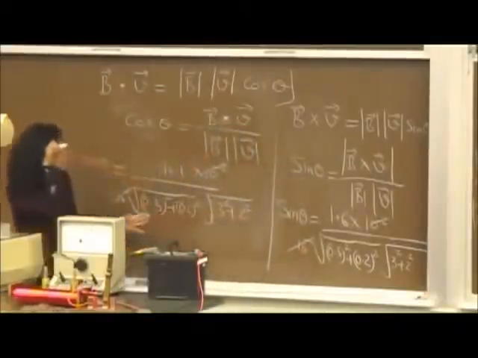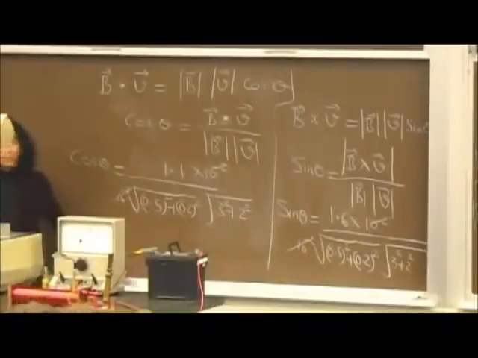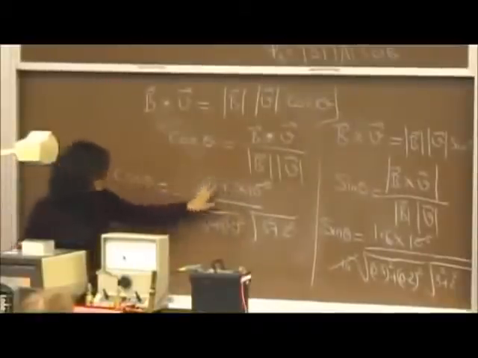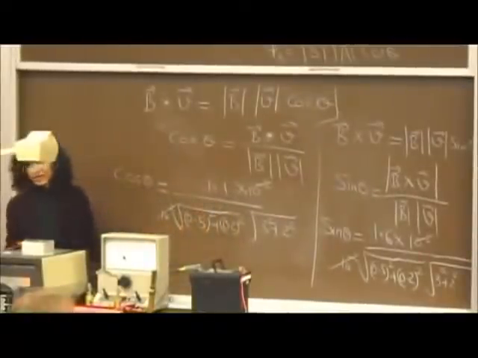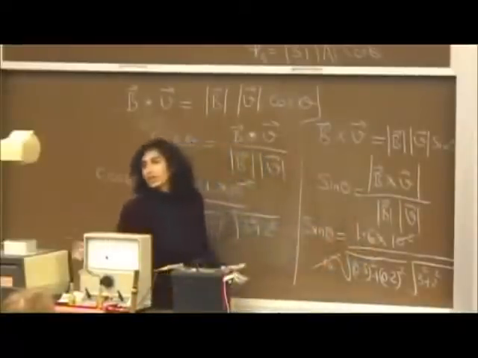What would be an easy way to check whether everything is consistent or not? Who wants to tell me? Do you know any trigonometric identities? Because here you can find cosine theta, so you can say theta is equal to cosine inverse of this, and that would work out fine. Or you can say sine theta is equal to sine inverse of this, it will work out fine.